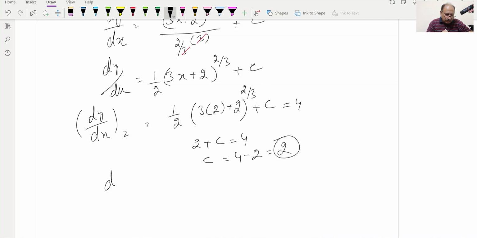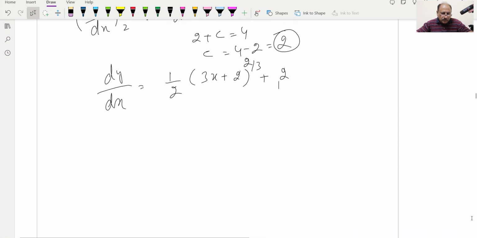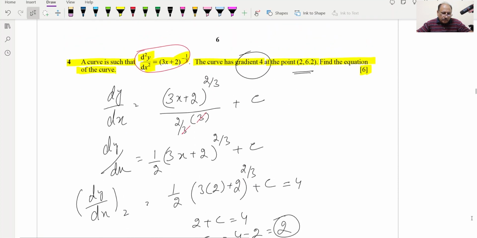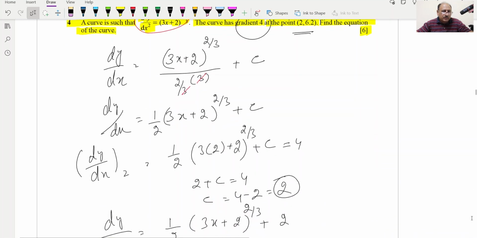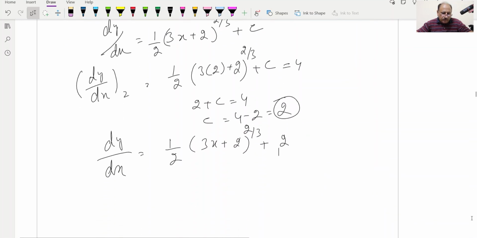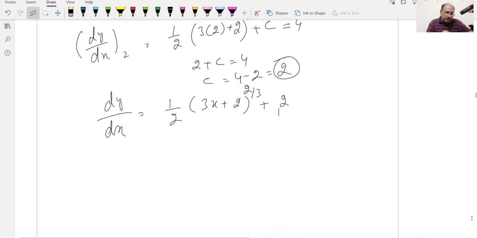Our dy by dx will become: dy over dx will be equal to 1 by 2 (3x plus 2) whole raised to the power 2 by 3 plus 2, and this is basically including the c value. Then they are saying find the equation of the curve. To find the equation of the curve we have to integrate it once more because this is the derivative. So after integration this side will be y, and this one we can write 1 by 2 as it is, and then we can integrate this part.